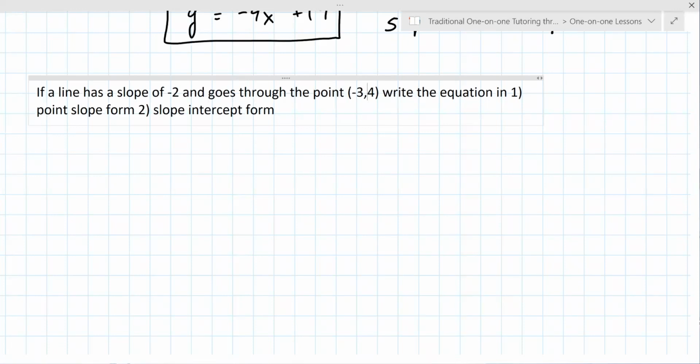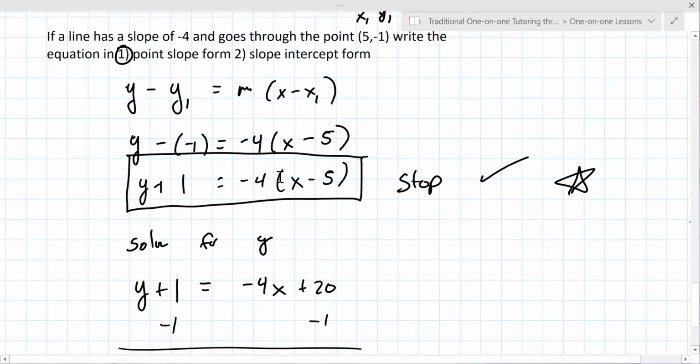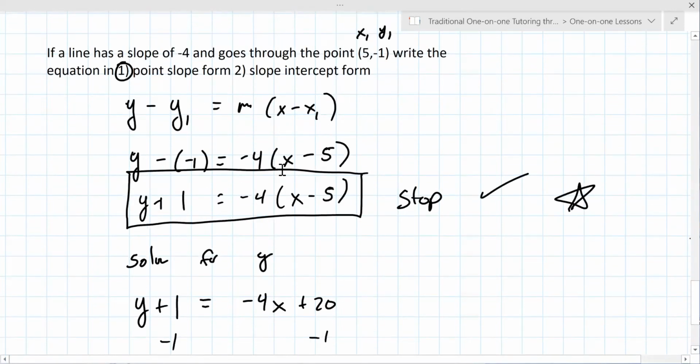Wait, could you scroll up to the first one real fast, or the one right before? Absolutely. Okay, X and Y. All right, you can scroll back down now. Okay, thank you.